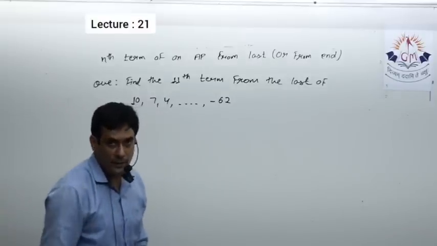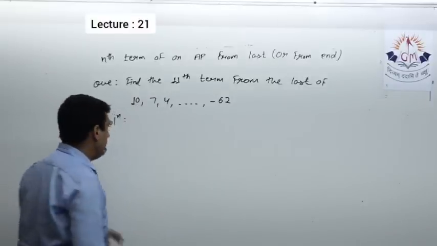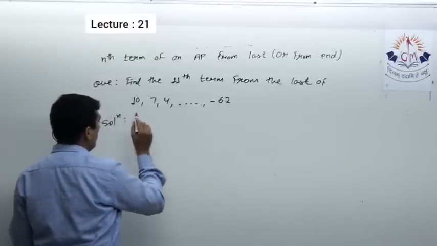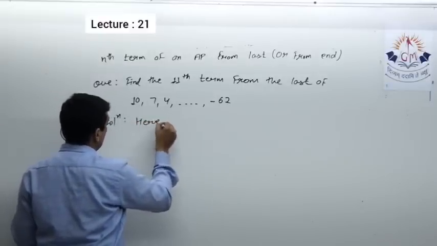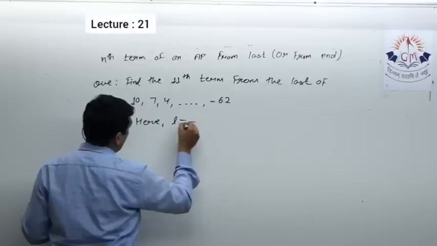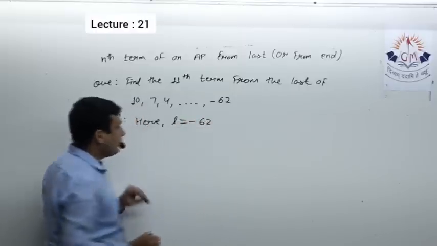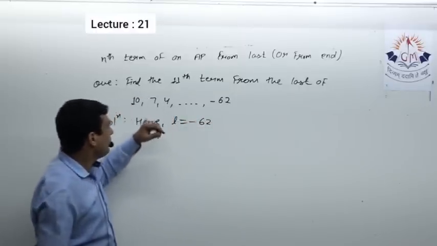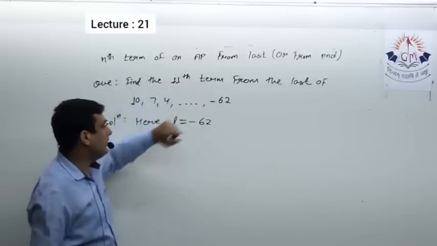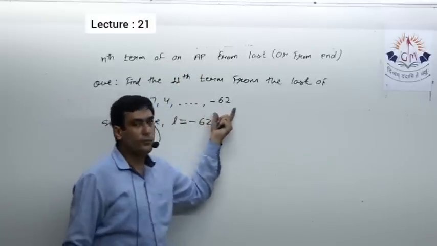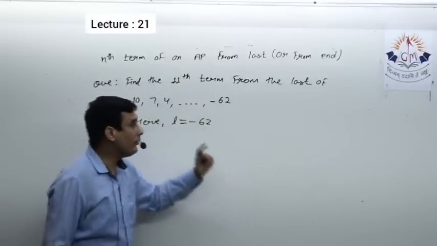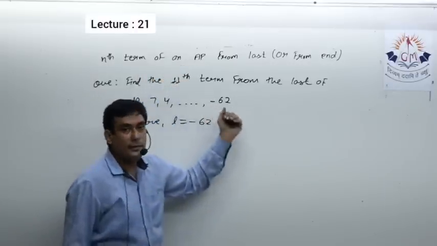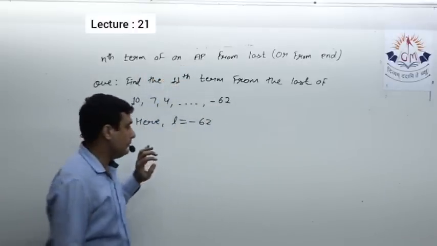Again here we'll find the last term, n and d, and then we'll put the values in the formula. So here L is minus 62. See, there is one more difference: suppose they are asking the nth term, then it is not compulsory that they give you the last term. But if they want you to find the nth term from the end, definitely the last term is required.